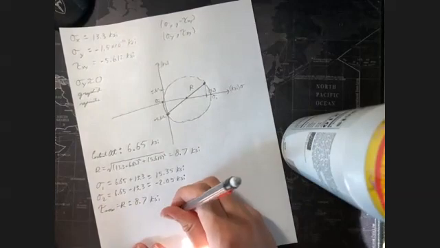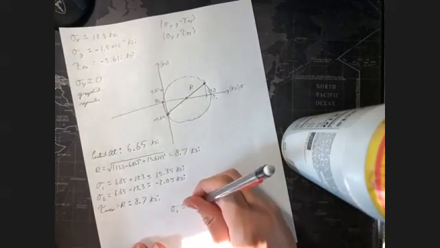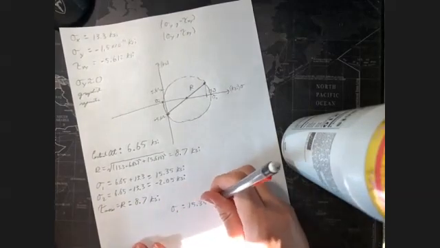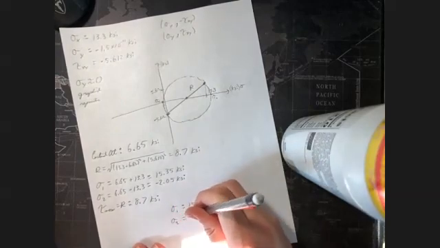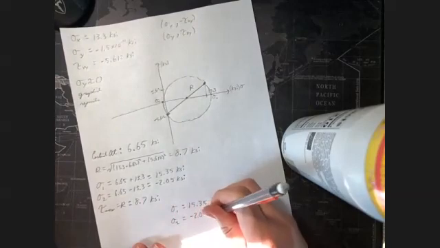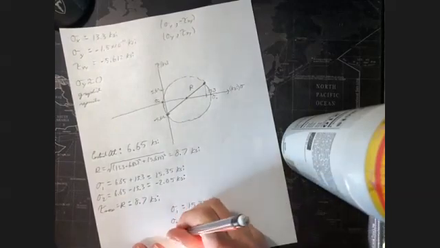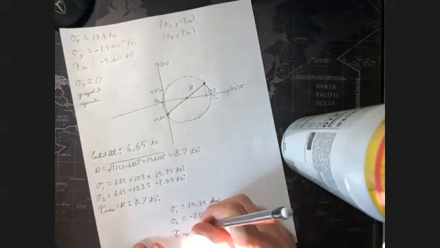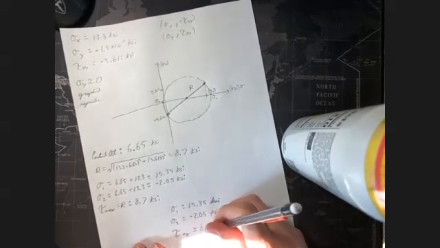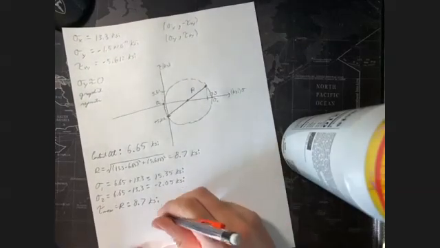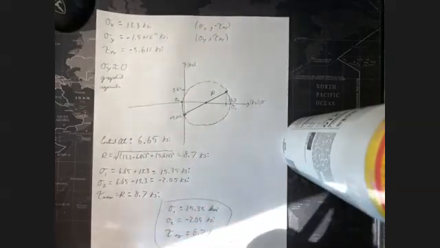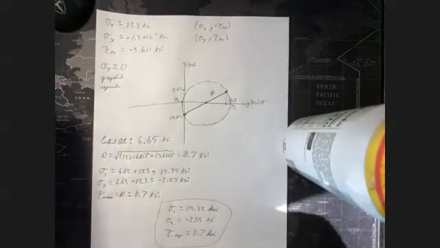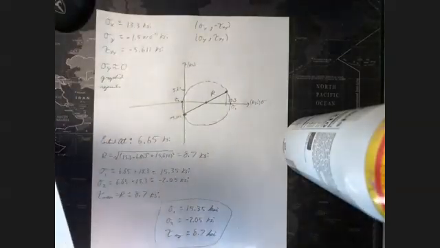Let's rewrite it neatly. Sigma 1 is equal to 15.35 KSI. Sigma 2 is equal to negative 2.05 KSI. And then tau max is equal to 8.7 KSI. That is our final answer. And as I explained before, I'm going to show how it visually does the same thing as before. Let's find the piece of paper.